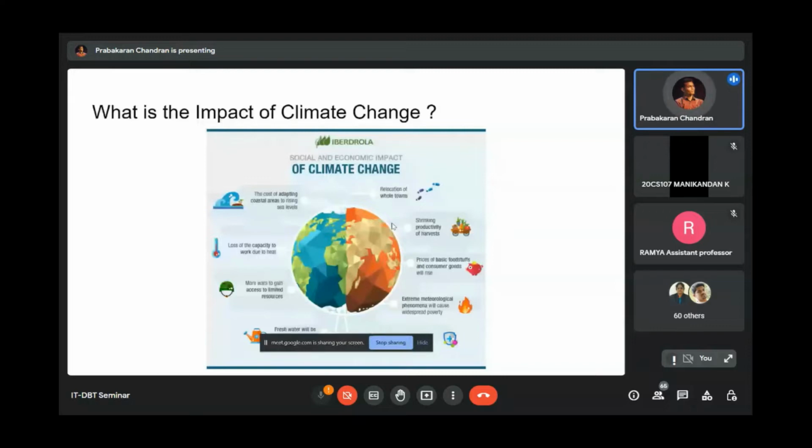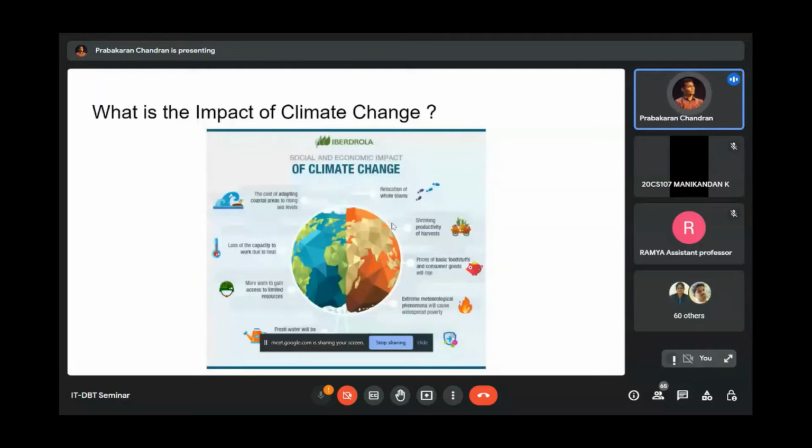rising ocean level will hit the coastal areas first, and loss of capacity to work due to heat. That's the obvious thing that we are facing every day, not even in the rural areas, in the cosmopolitan areas, yes, especially in Chennai kind of localities. It will be very depressing to go to office in the months of March, April, May, and it will be a highly demotivating thing for two-wheelers, right?